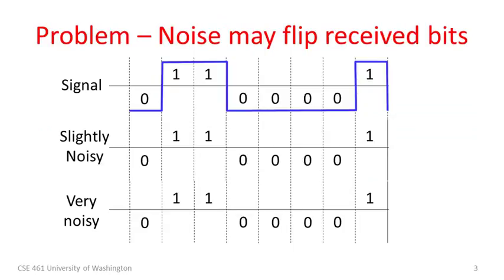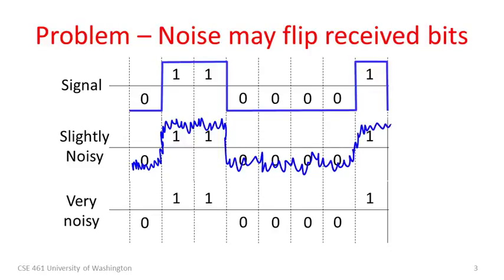Okay, so the problem here is that noise can flip some of the received bits. You can see the signal I sent in above, just one of our good old-fashioned NRZ coded 0 1 signals. I'm going to draw a slightly noisy version of it. It's a 0, the signal's kind of wandering, and then a 1, and then a 1. A few zeros, and a 1. But you can still make it out.